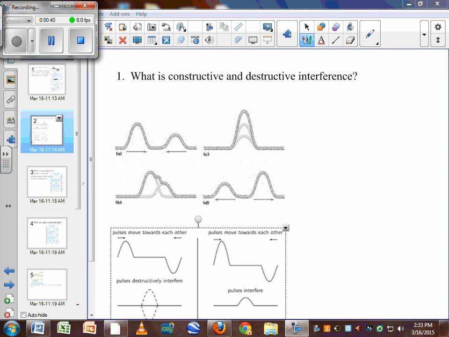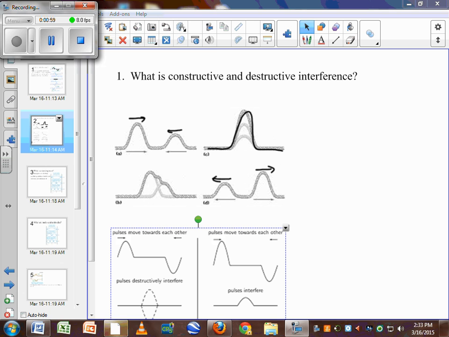In this case here, we have two waves coming in towards each other, and they both are up on the top part of the wave, and when they interfere, they make a bigger amplitude. When they superimpose on top of each other, they're a bigger amplitude. They do pass through each other and remain unchanged after they pass through each other.